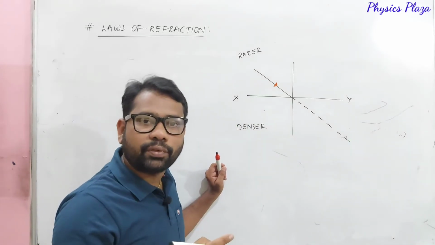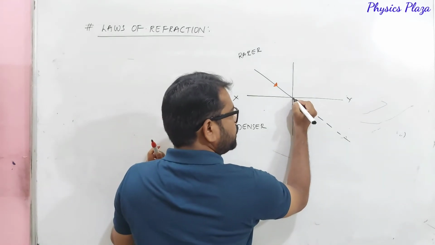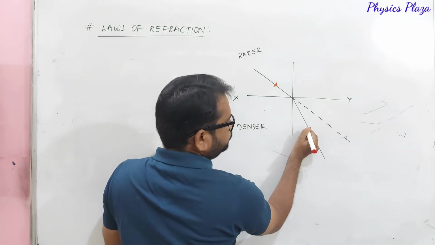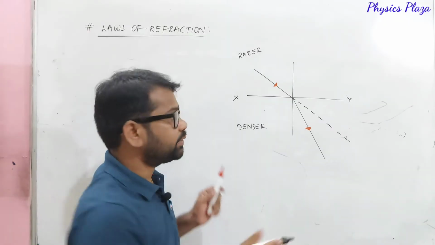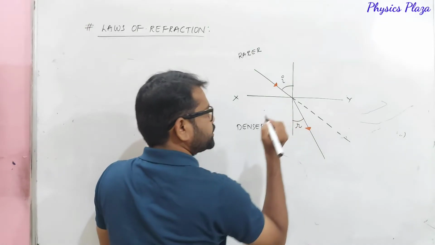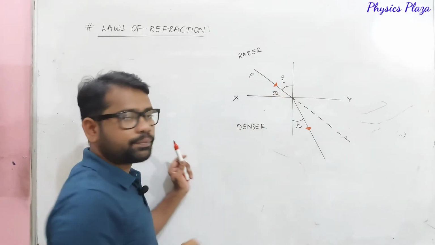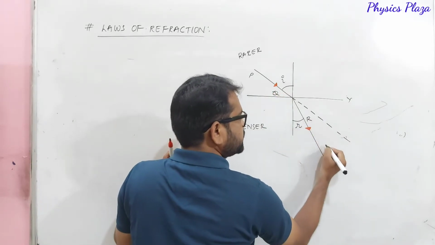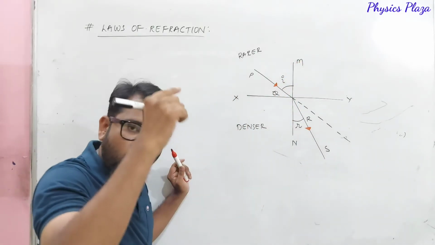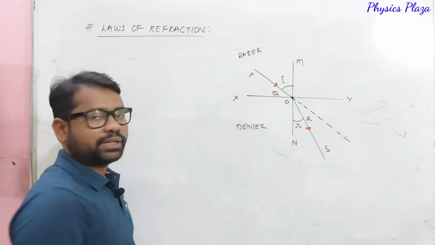But as the light is moving from the rarer medium to the denser medium, it slows down, due to which, dear children, it moves towards the normal. Now, let us show the angle of incidence and the angle of refraction. This is the angle of incidence and here is the angle of refraction. Let us name it: PQ is the incident ray, whereas RS is the refracted ray, MN is the normal drawn, and O is the point of incidence.